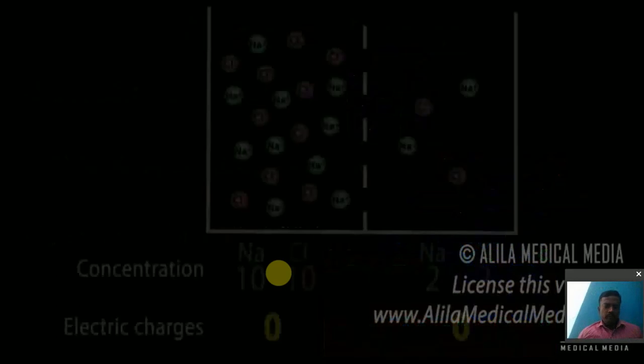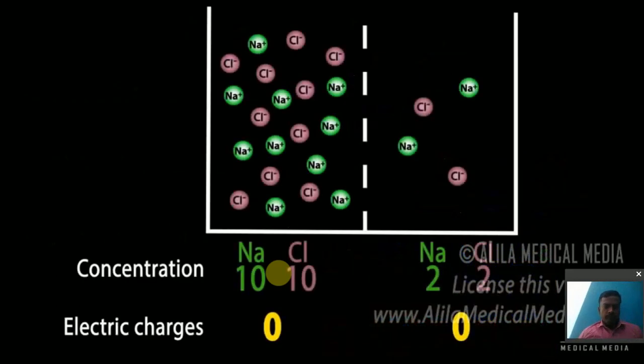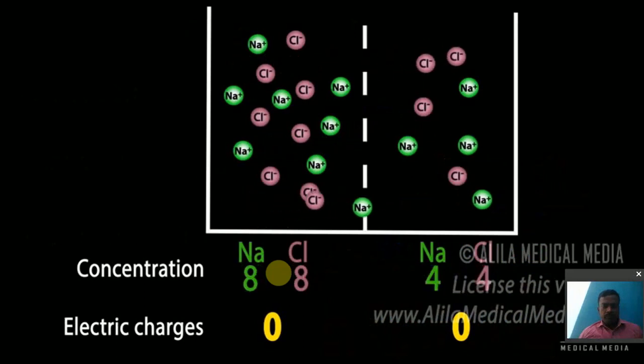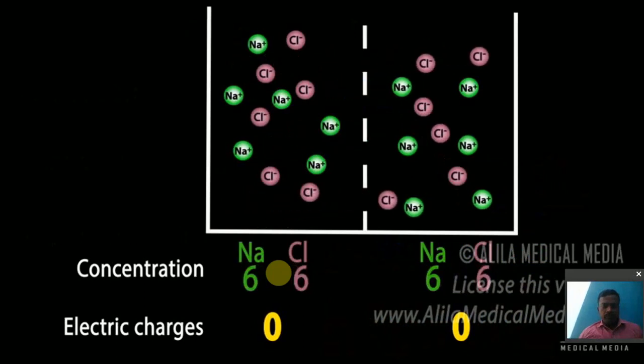Consider this example. Two solutions of different concentrations of sodium chloride are separated by a membrane. If the membrane is equally permeable to both sodium and chloride, both ions will diffuse from higher to lower concentration, and the two solutions will eventually have the same concentration. Note that the electric charges remain the same on both sides and membrane potential is zero.